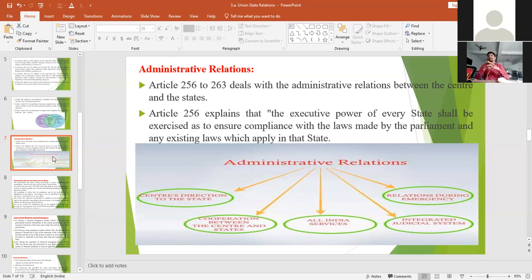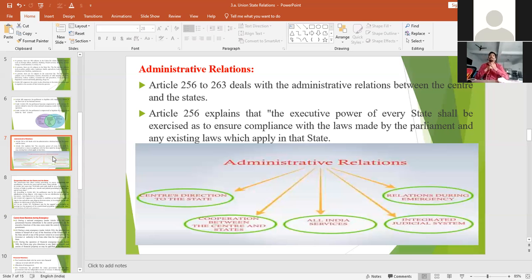If the ruling party in the state is the same as the center's, the helping hand may be somewhat more. Whereas if an opponent party is ruling, then a kind of partiality, a kind of bias is expressed by the central government. But there must and should be cooperation between the center and the state.